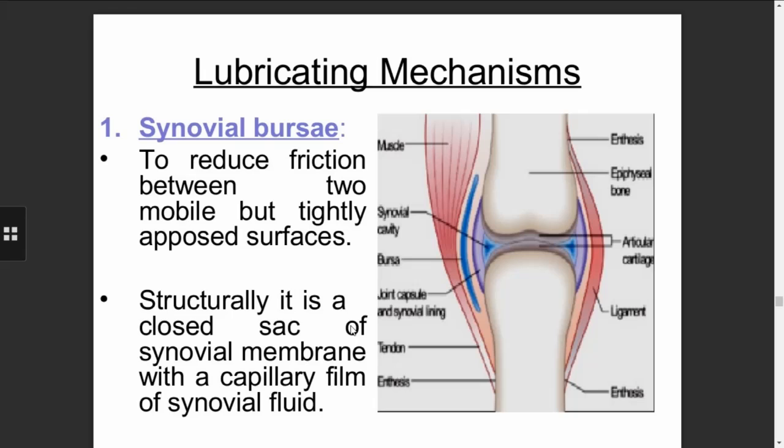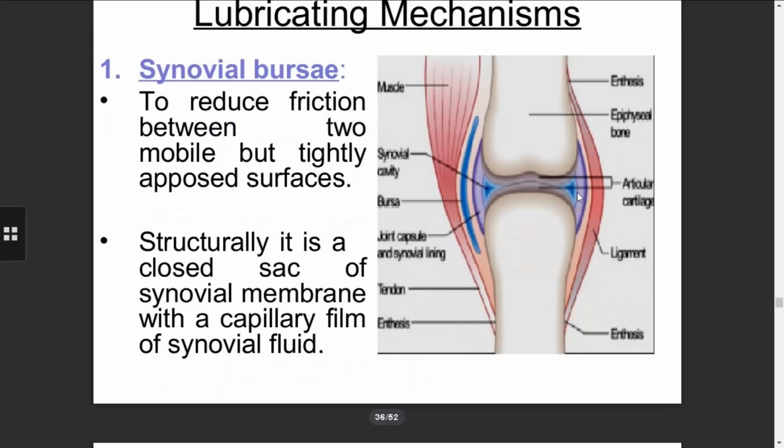Now, lubricating mechanisms. We have some mechanisms by which we can reduce the friction between two mobile surfaces. First one is the synovial bursa. Synovial bursa is a closed space bounded by a synovial membrane in which there is synovial fluid. The structure is a closed space of synovial membrane with a capillary film of synovial fluid. Here we can see that there is a fluid, and there is a membrane outside.